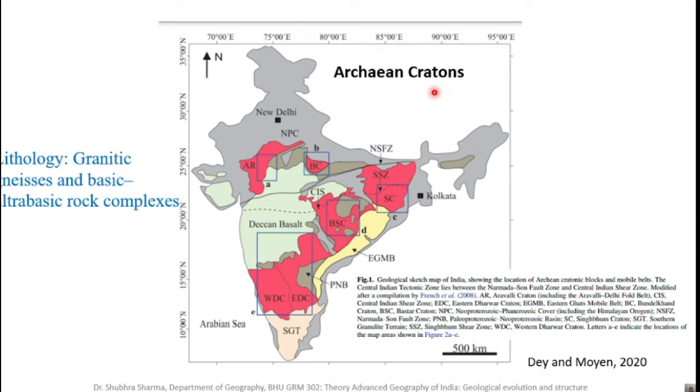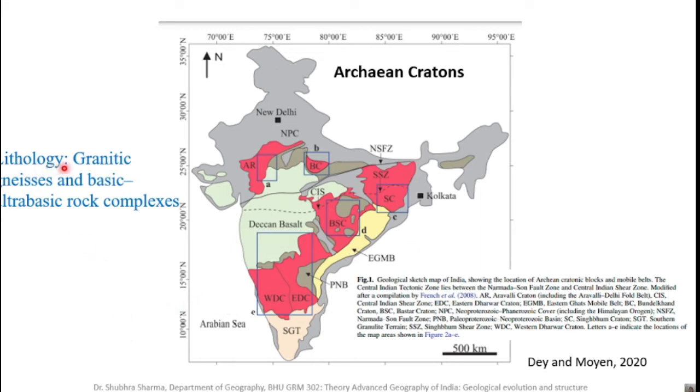The term craton here, some of you may like to know, refers to the oldest and the most stable part of the continent. Okay, it's a geological term. So what about the rock types of these cratons?